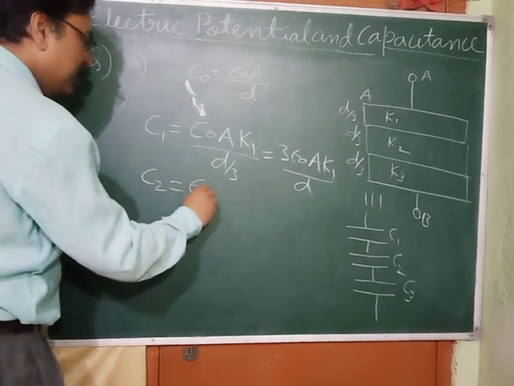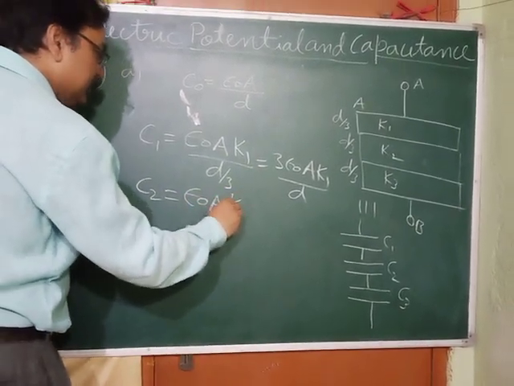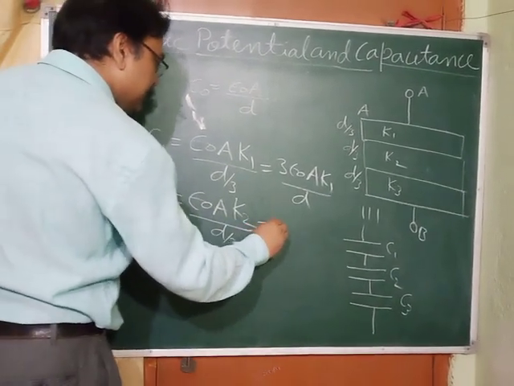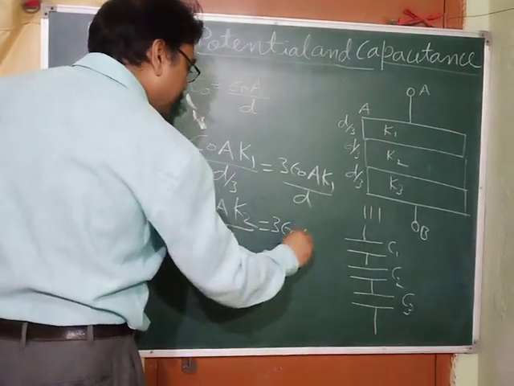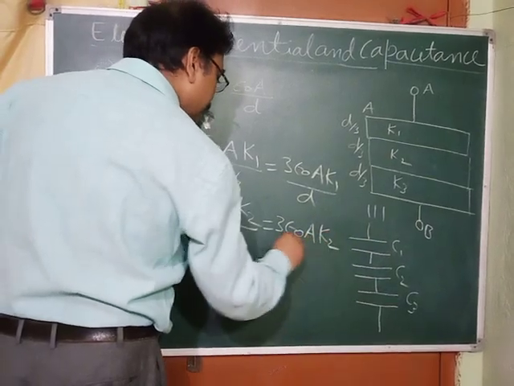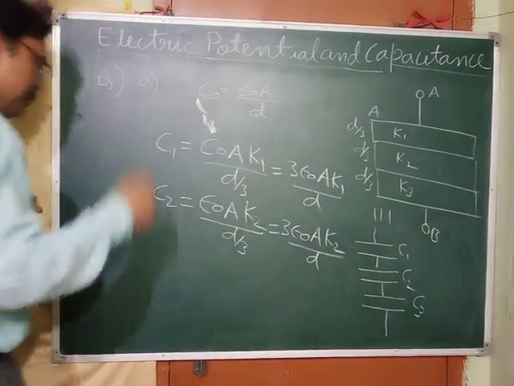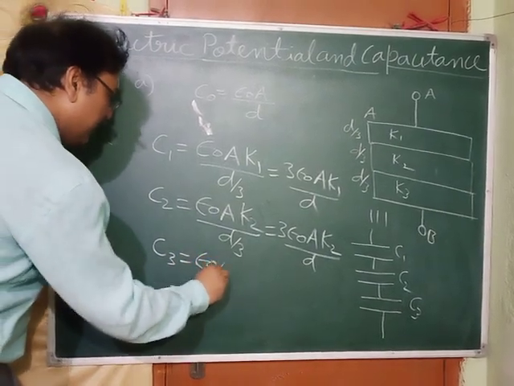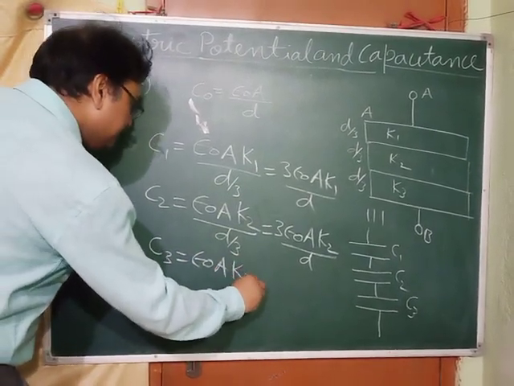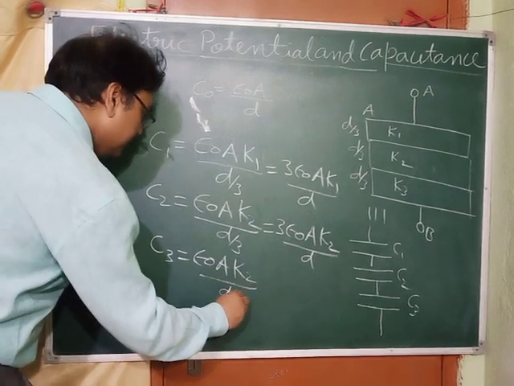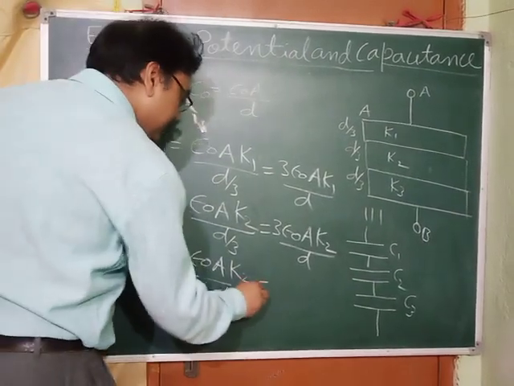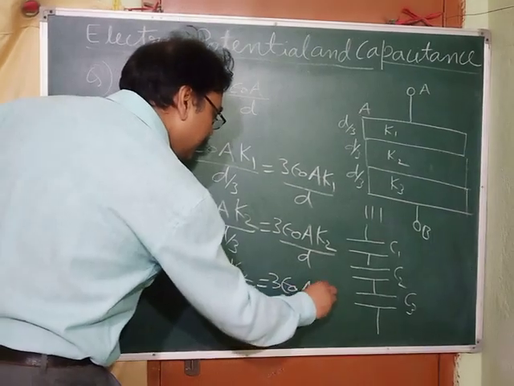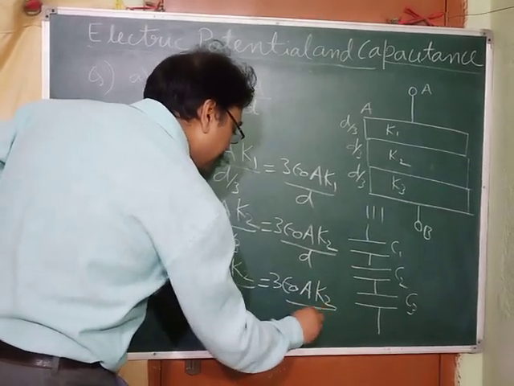In the same way, C2 is epsilon naught A K2 by d by 3. So what will you get? 3 epsilon naught A K2 by d. And similarly for the third one, what can you write? C3 is equal to epsilon naught A K3 by d by 3. What will you get? You will get 3 epsilon naught A K3 by d.